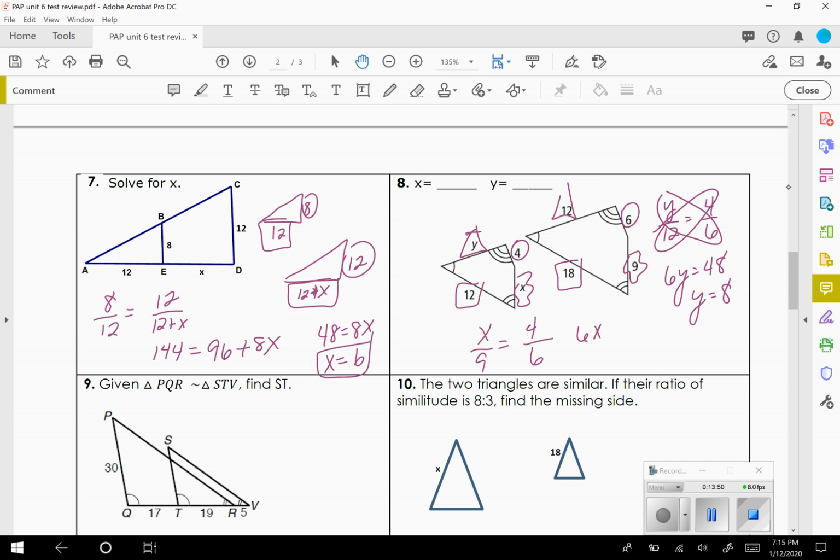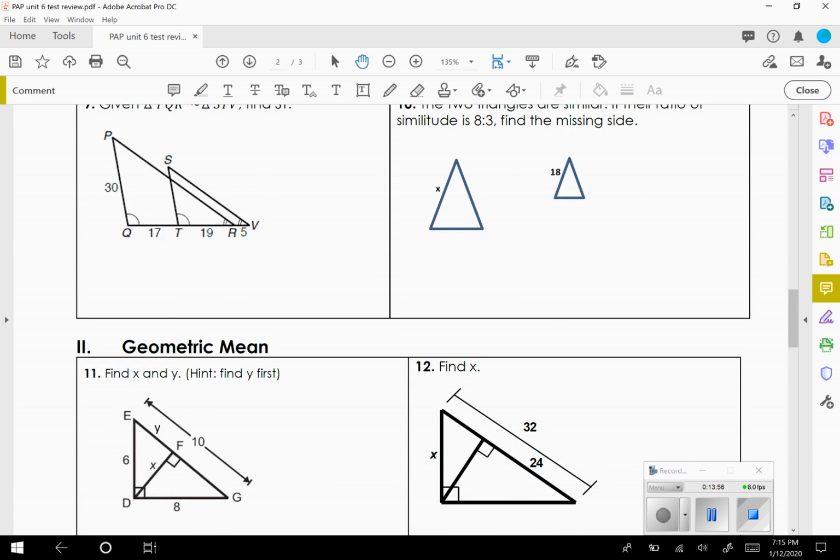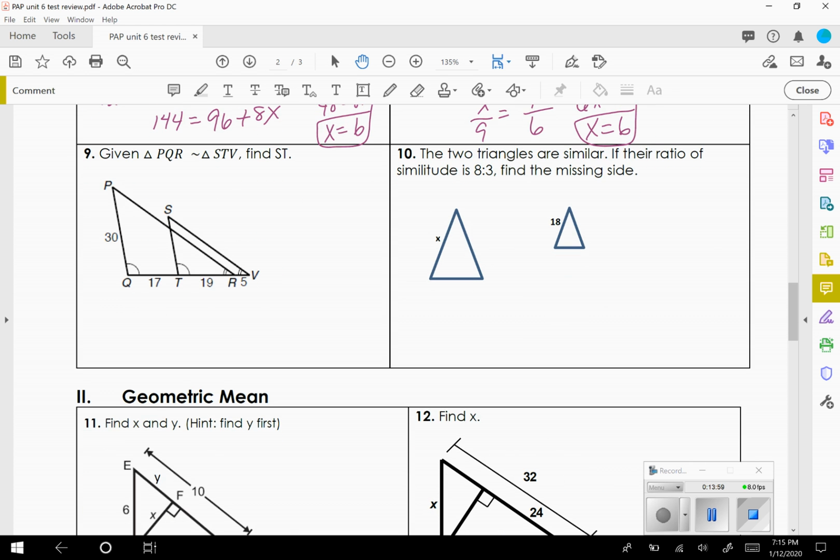So 6x is 36. So x is 6. Okay, next couple questions here. It says, given that triangle PQR is similar to triangle STV, find ST.